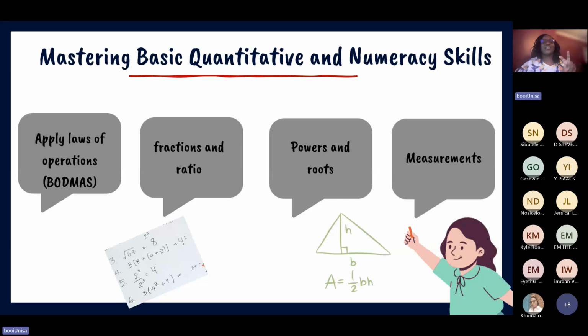We're going to look at fractions and ratios. I'm not sure if we're going to cover everything in detail today, but there are a couple of things that we can cover, like fractions, powers and roots, and maybe we might touch on measurements depending on the time. So we have from now until 8 o'clock, and I hope the 2 hours that we have will be fruitful.